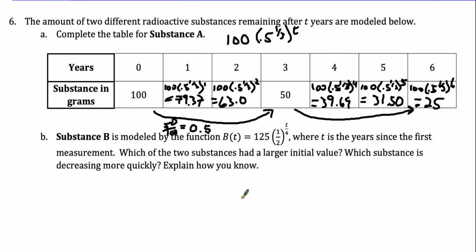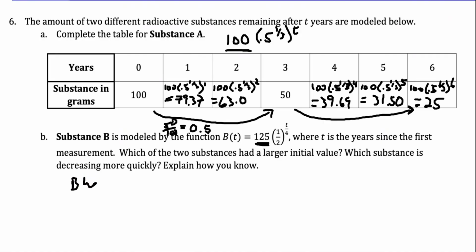Now, for part B, we're given another function to model a different substance: 125 times 1/2 to the t over 4 power, where t is the years since the first measurement. So we have two questions. Which of these substances had a larger initial value, and which substance is decreasing more quickly? To answer the first question, I know that my initial value for A was 100, and my initial value for B is 125. So B has a larger initial value, because I know that it's 125.